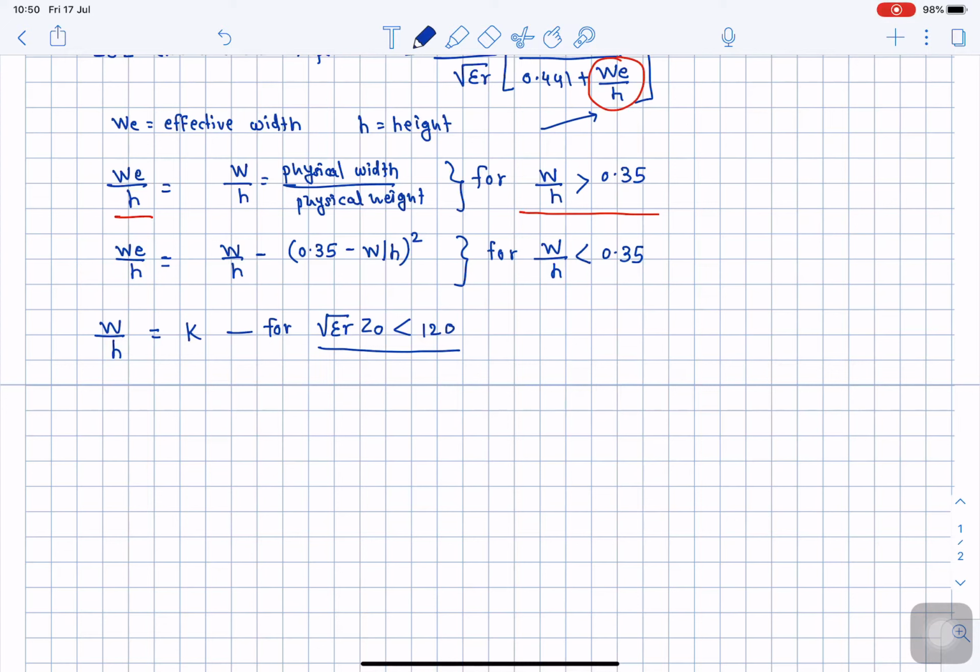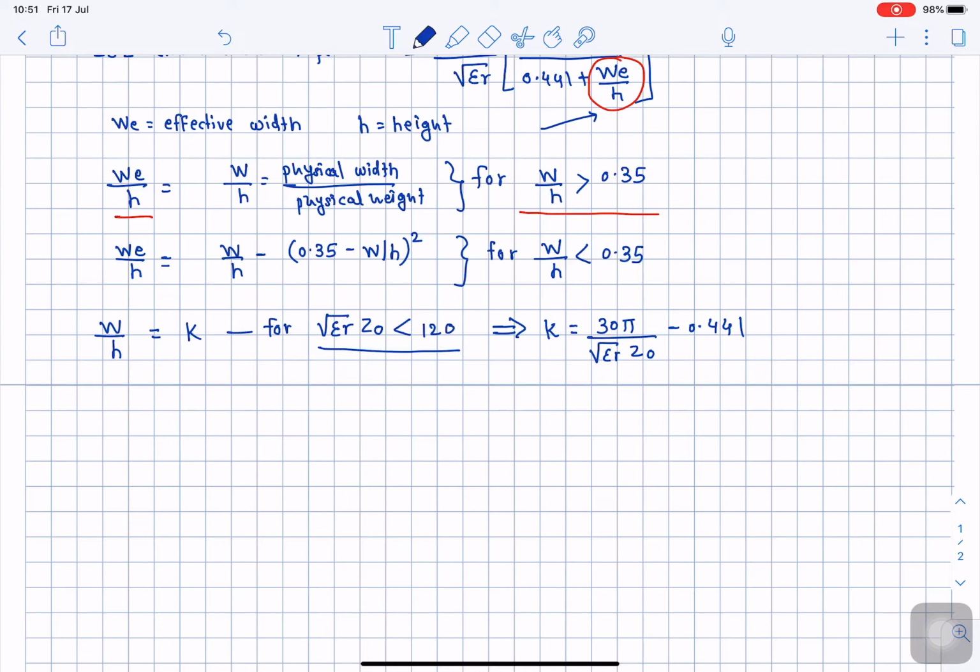Okay, so what is K then? Where capital K is equal to 30π divided by √εr Z0, minus 0.441. Okay, so please remember, if we know the dielectric constant and the characteristic impedance, we can find out the dimension of the microstrip line, the strip line. Okay, so that is W by H. So this is one way or one option.